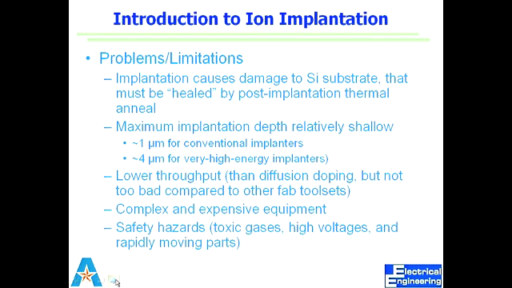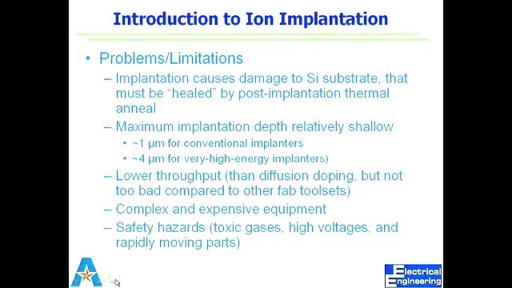Complex and expensive equipment. The simple reason: you have an ion gun, then you have a column where you have to focus that beam, while maintaining vacuum, and you have to make sure the beam travels into a very, very narrow, well-defined area when it strikes the wafer. So that brings complexity into the system.